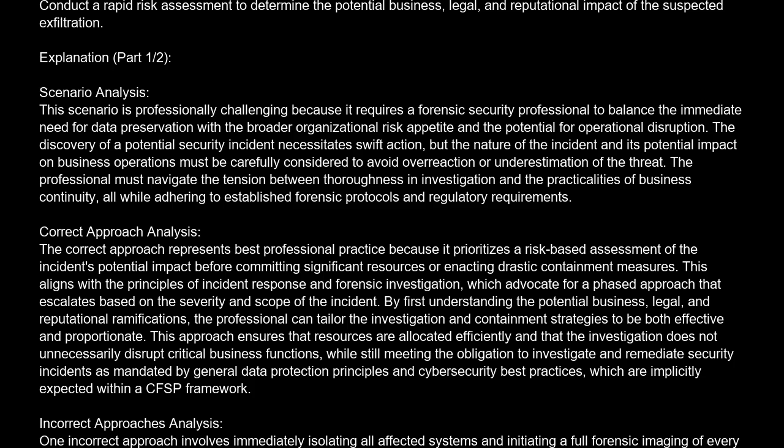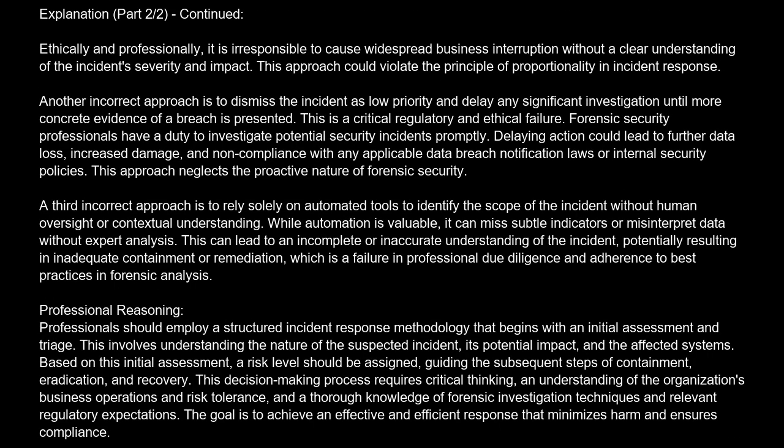Incorrect approaches analysis. One incorrect approach involves immediately isolating all affected systems and initiating a full forensic imaging of every potentially compromised device without a preliminary risk assessment. This fails to acknowledge the potential for significant operational disruption and resource overutilization. Ethically and professionally, it is irresponsible to cause widespread business interruption without a clear understanding of the incident's severity and impact. This approach could violate the principle of proportionality in incident response.